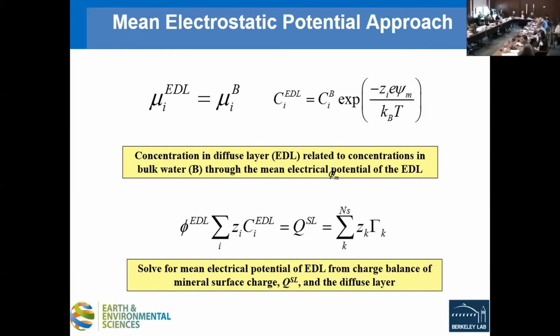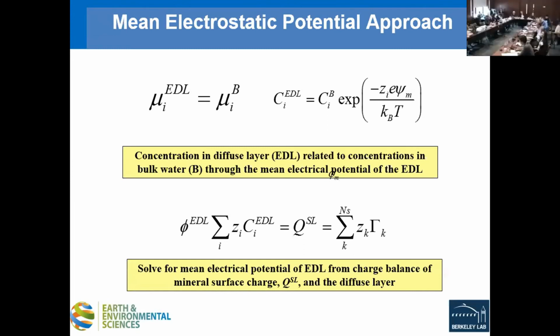The other thing we do is, because we don't always want to solve the Poisson-Boltzmann equation with a, say, 1 nanometer or half nanometer grid spacing. You know, if your electrical double layer is 4 to 8 nanometers wide, you're going to use up a lot of grid cells just to resolve that single electrical double layer. So we use the so-called mean electrostatic potential approach, where we basically equate the chemical potential of a species in the bulk water with that in the EDL, and then write a Boltzmann expression.